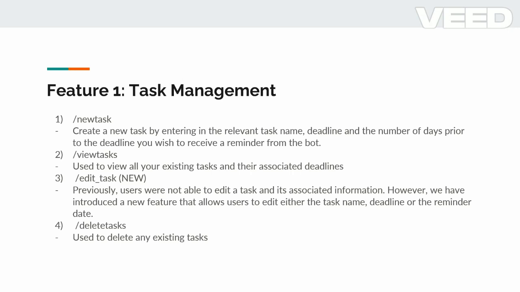The first key functionality includes creating a new task using New Task. Users will first be prompted to key in the name of the task. Users will then be prompted to select the deadline of this task by selecting the relevant year, month, and day of the deadline. Finally, users will be prompted to key in the appropriate number of days prior to the deadline they wish to receive a reminder from the Focus Flow bot.